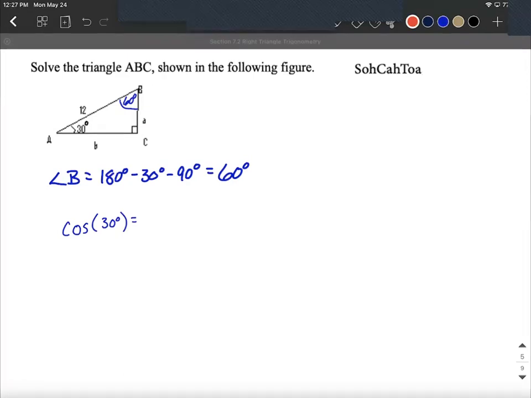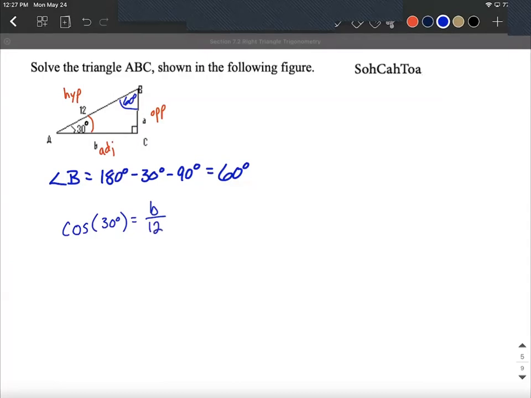So if I'm focused on the 30 degrees, it's important that we label the sides as B is going to be my adjacent side. A is going to be the opposite side based on that angle. And then C, the 12, is going to be the hypotenuse. So based on SohCahToa, cosine says adjacent over hypotenuse. So cosine of 30 degrees is going to be our adjacent, B, over the hypotenuse, which is 12.